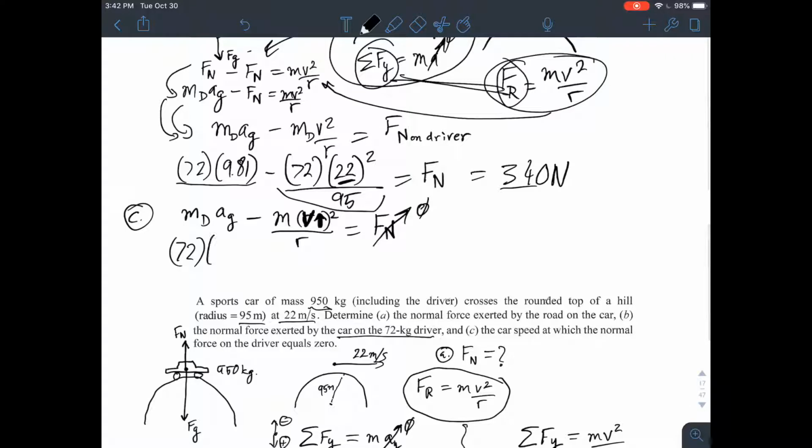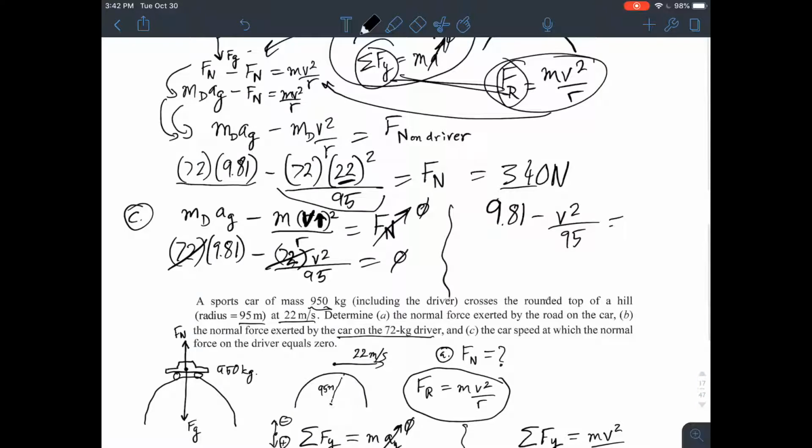So let's try 72 times 9.81 meters per second squared, minus 72 times some imaginary velocity squared over radius 95, known, and this all has to go to 0. You can factor out 72, divide everything by 72, and 0 divided by 72 is still 0. So you end up with 9.81. So really what it's asking is, how much can we pump up the speed so that v squared divided by the radius of the hill would be exactly 9.81. And we just do our math. 9.81 goes to the other side.